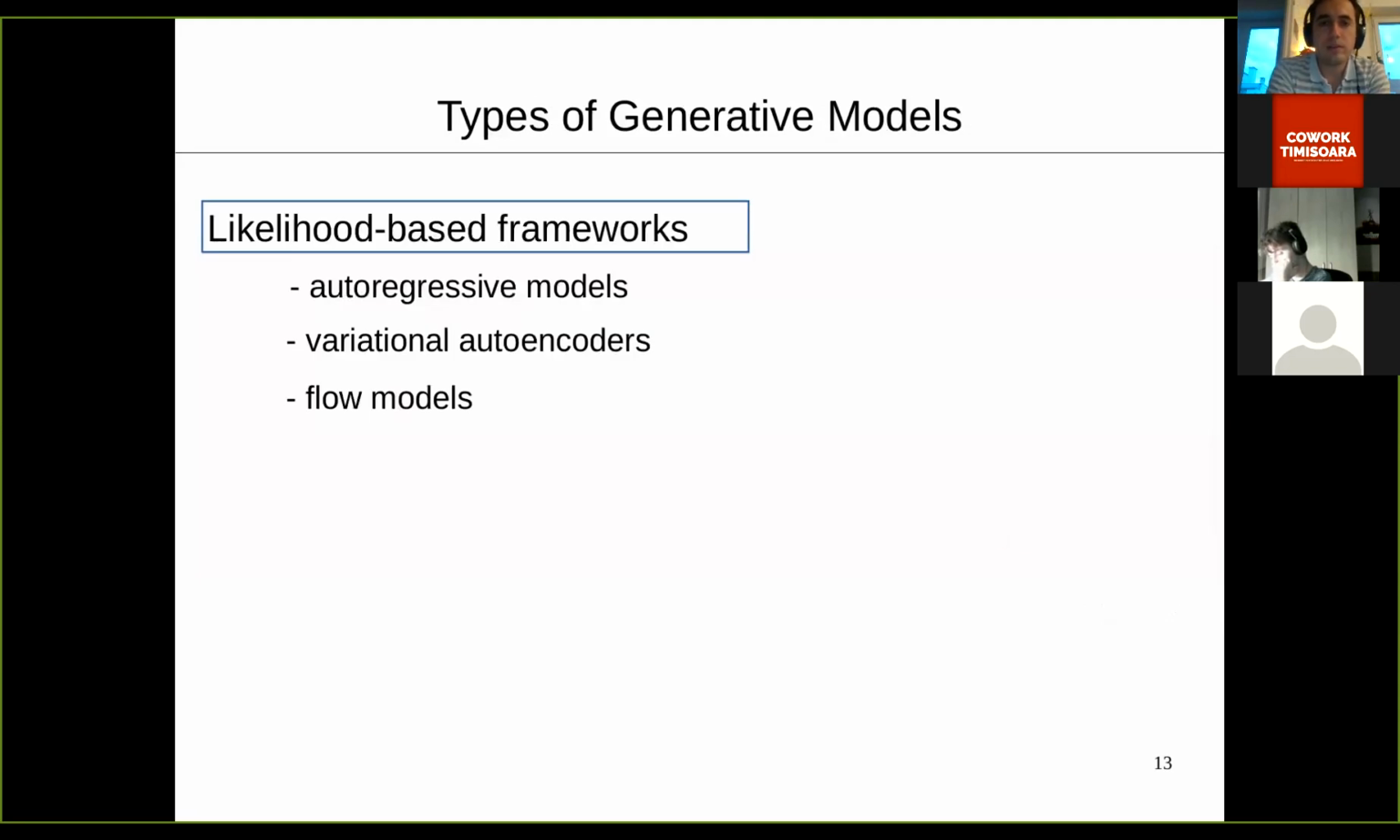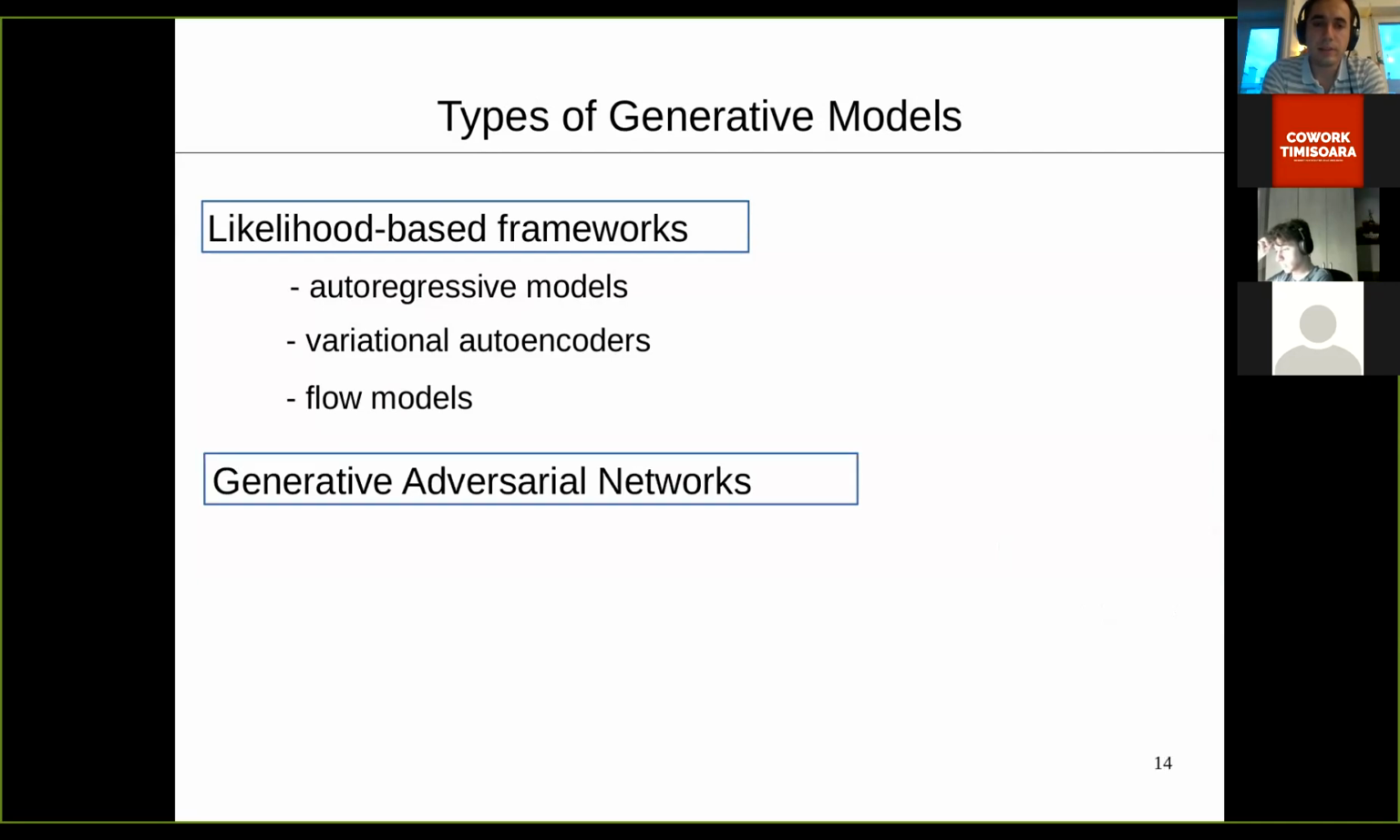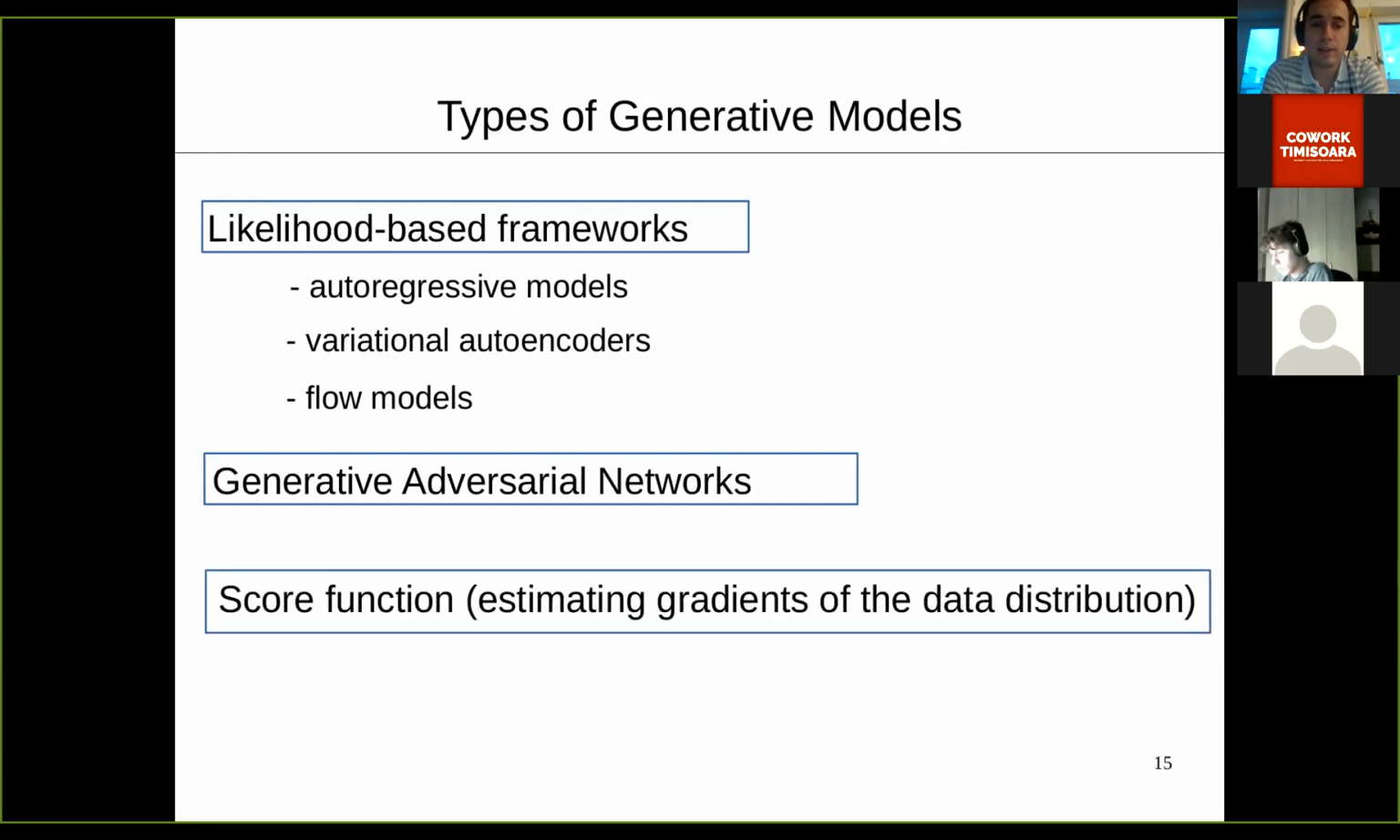So in the generative model, there are several types, I try to classify them, let's say. So we have likelihood-based frameworks, where there are different methods. I only say 3 of them, some of the most popular today. They are the autoregressive models, variational autoencoders, flow models. Then there are 2 non-likelihood-based frameworks. One is generative adversarial neural networks, and the other is a new method based on the score function, and they estimate the gradients of the data distribution.